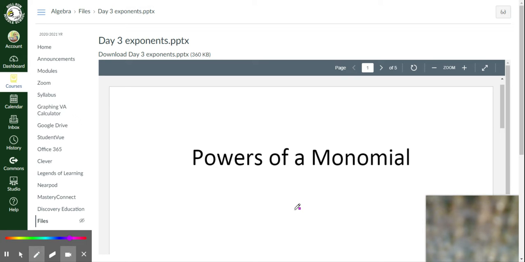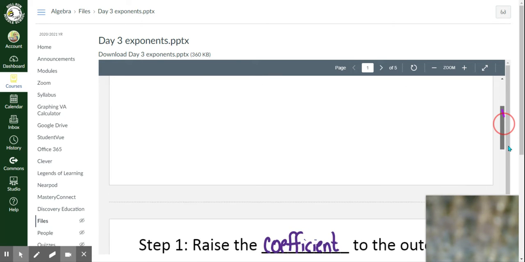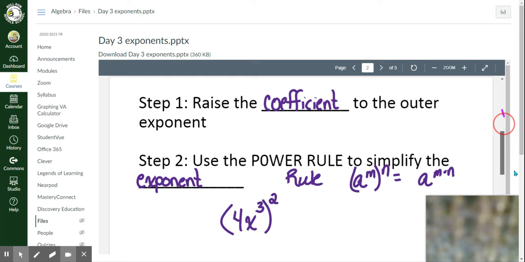Okay, good morning. We are doing our powers of a monomial, and we had some notes this morning. Powers of a monomial. We are on day 3 of the exponents.